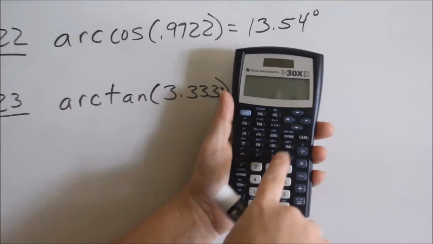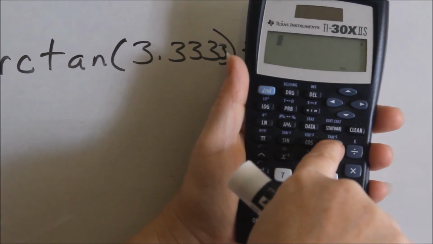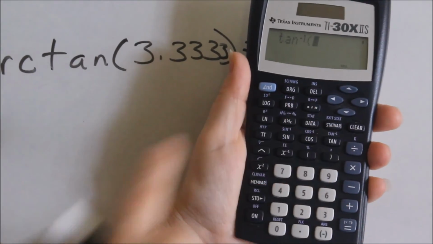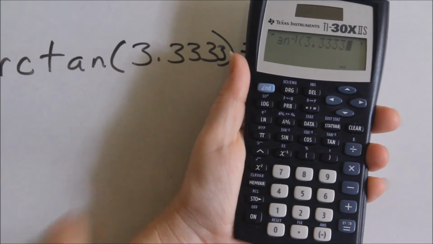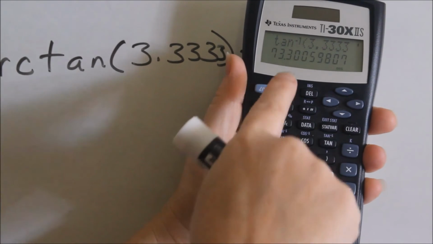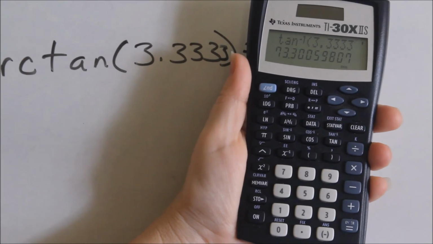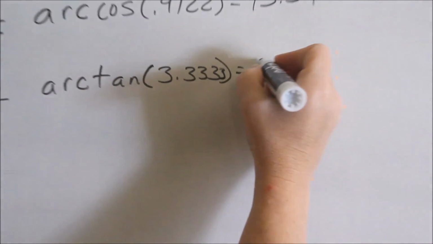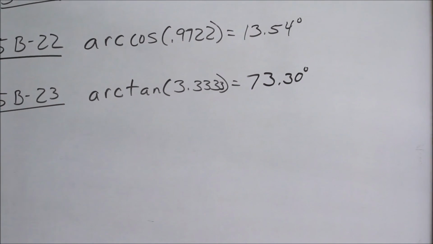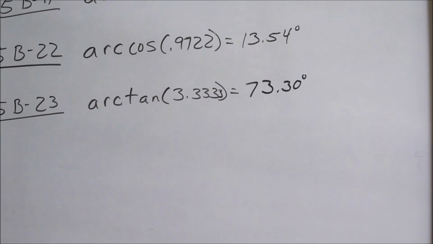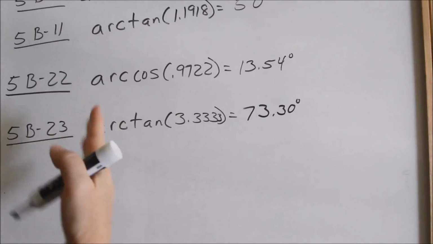So arc tangent of that. Again, you're using your second button because I don't want just tangent, I want the inverse tangent, which is right up above there. So second, then your tangent button, and I'm finding the inverse tangent of 3.3333. Now I can hit enter. 73.300, so rounding to 2 decimal places would be 73.30 degrees. So that's how you use your sine, cosine, tangent buttons, and also the inverse, which is arc sine, arc cosine, arc tangent.